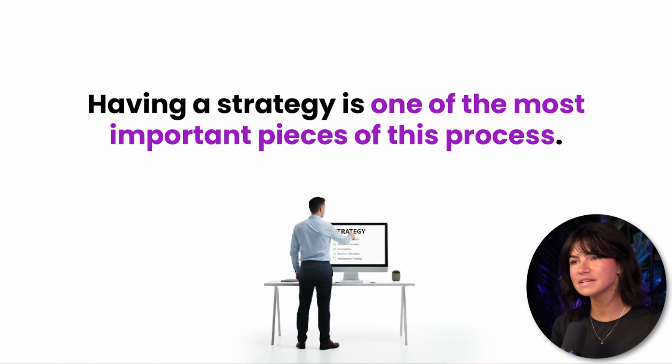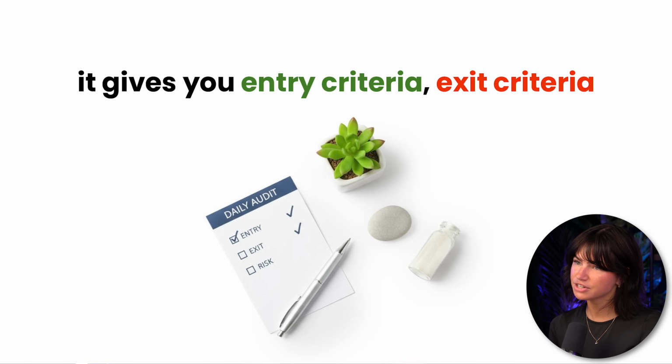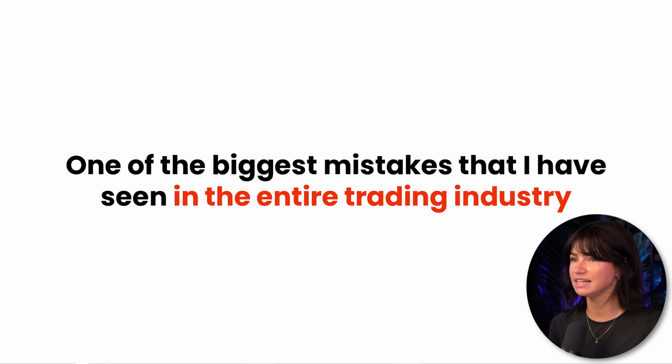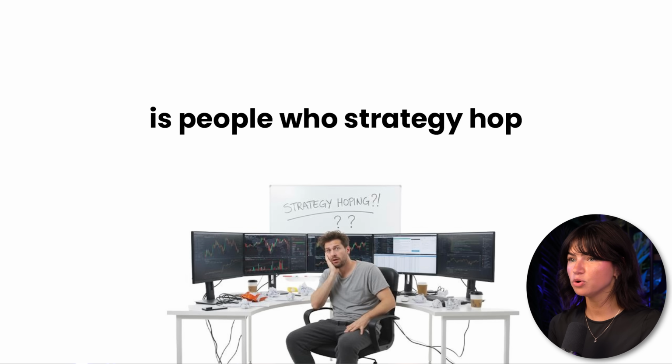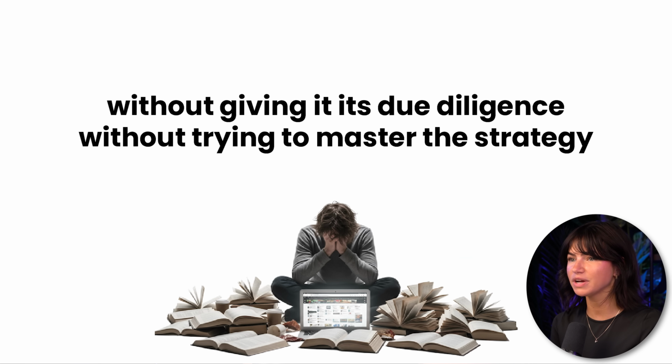Let's talk about strategy. Having a strategy is one of the most important pieces of this process. A strategy gives you clear structure, it gives you entry criteria, exit criteria, and helps you stay emotionally regulated when you're in your trades. One of the biggest mistakes that I have seen in the entire trading industry is people who strategy hop, trying something new over and over and over again without giving it its due diligence, without trying to master the strategy. But the truth is, consistency comes from sticking to one thing long enough to get good at it.